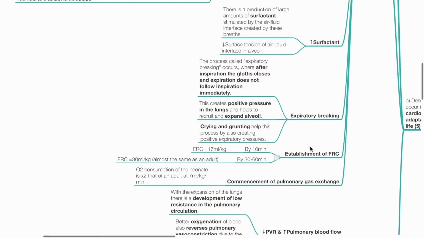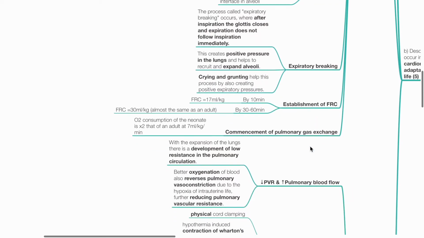Expiratory braking occurs where after inspiration the glottis closes and expiration does not follow inspiration immediately. This creates positive pressure in the lungs and helps recruit and expand alveoli. Crying and grunting also help this process, which creates positive expiratory pressures.